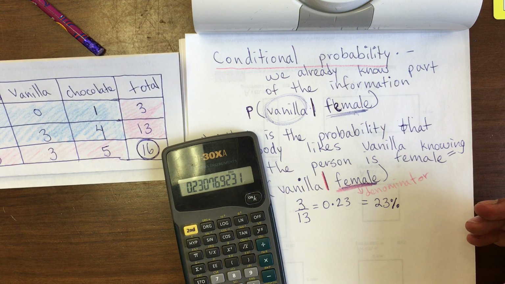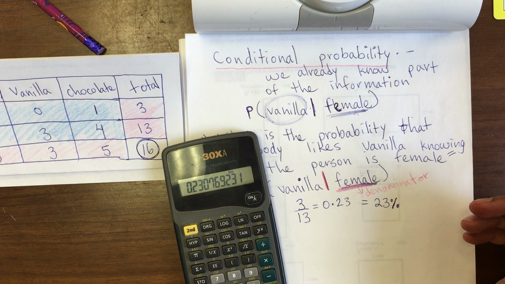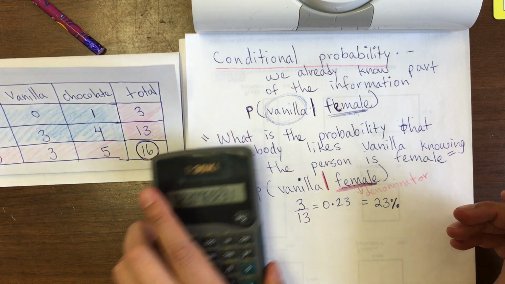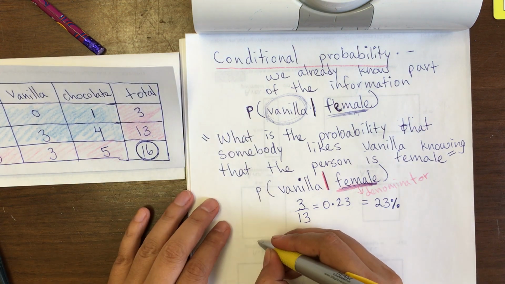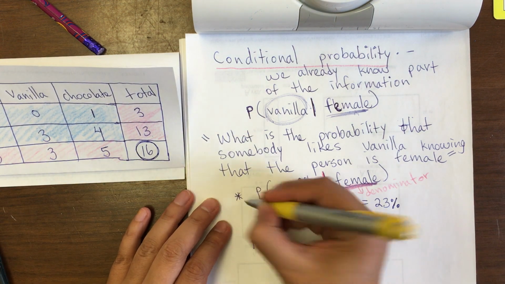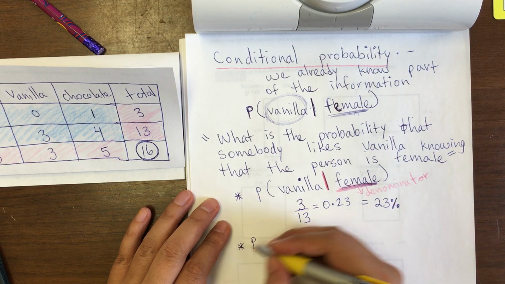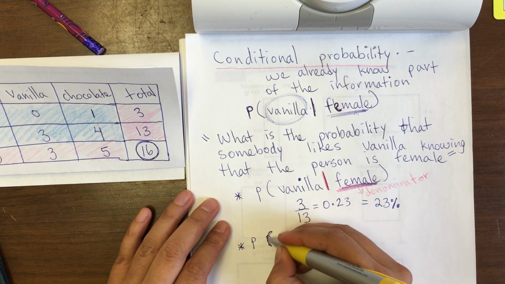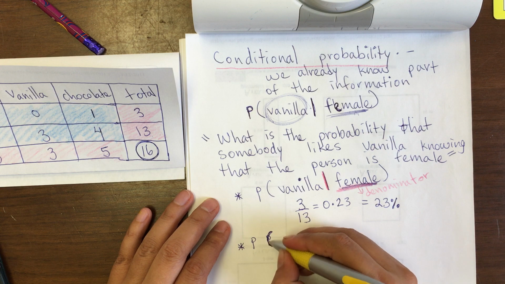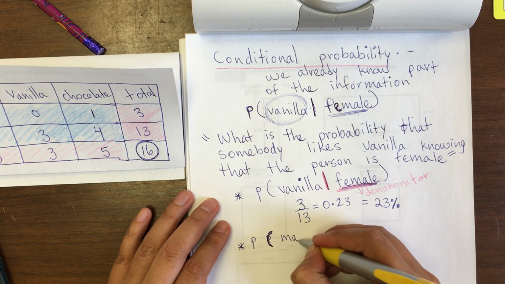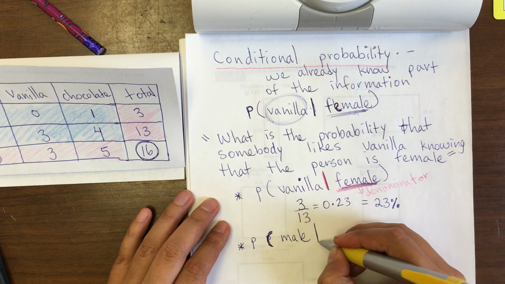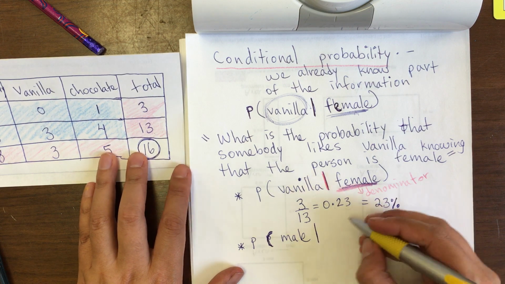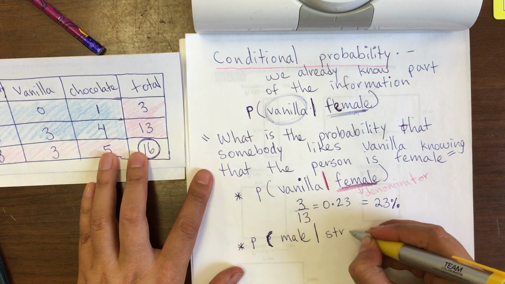Okay, one more example. Let me change it a little bit. What is the probability that somebody's male knowing that the person likes strawberry?